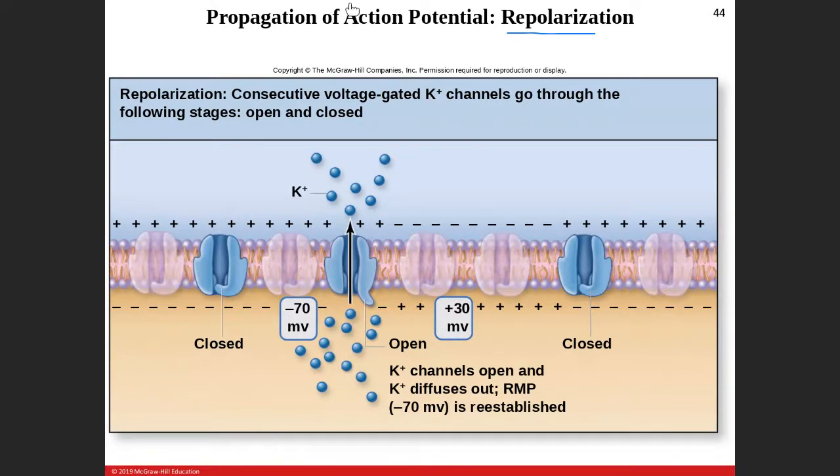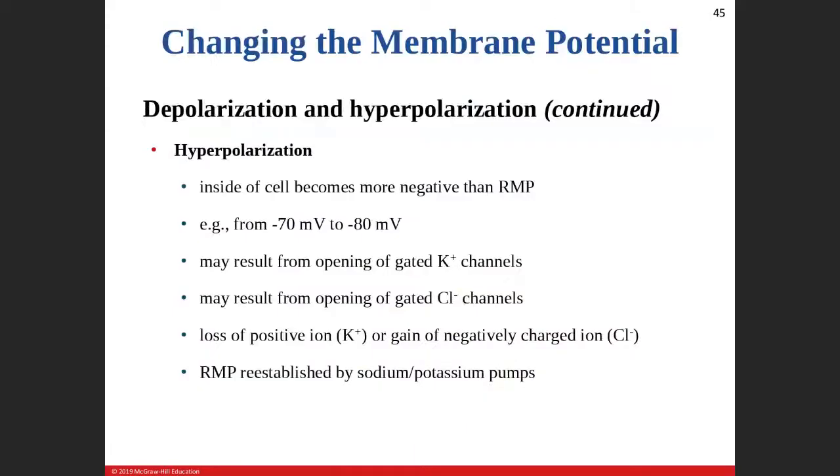Okay, so notice with potassium channels, they only have two stages: open, closed. That's it. Voltage-gated sodium channels have the resting, the activation, then the inactivation. So that's 3 stages. But potassium only has the 2. It's either open or closed. That's simple. Keep it simple.